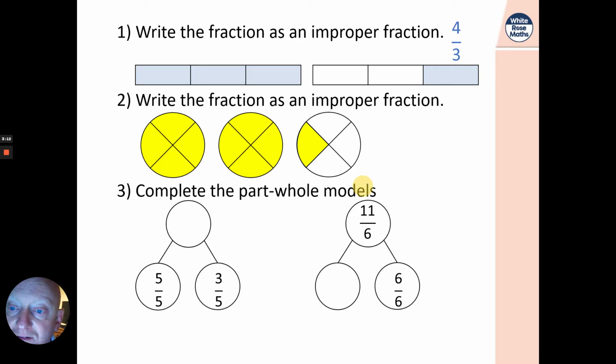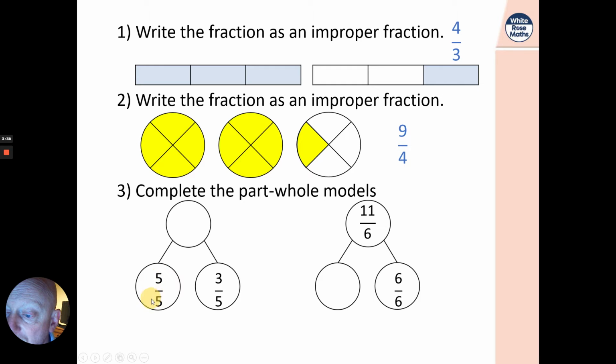So then what we need to do is count how many parts are shaded. So 1, 2, 3, 4, 5, 6, 7, 8, 9. So the answer would be 9 quarters. Of course, if it wasn't an improper fraction, it would be 2 wholes and 1 quarter. But it's not, because actually we're working with improper fractions today. So it is 9 quarters.